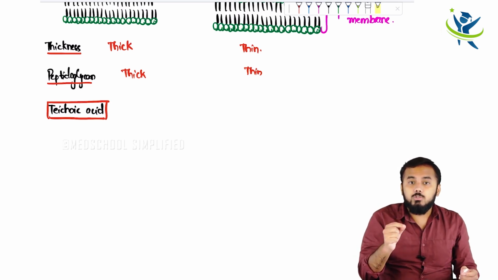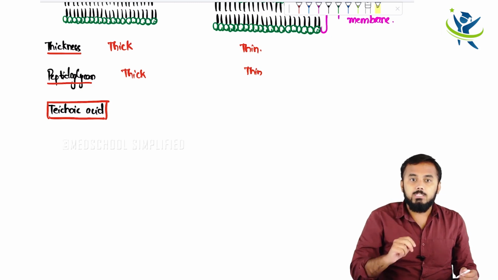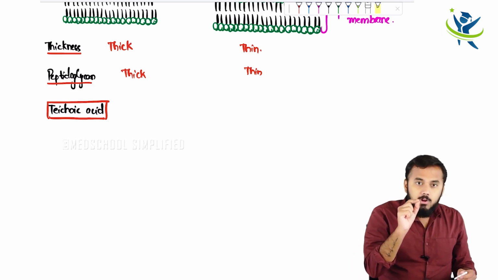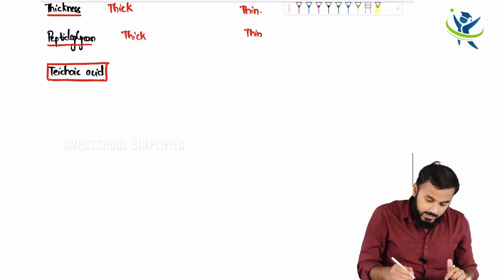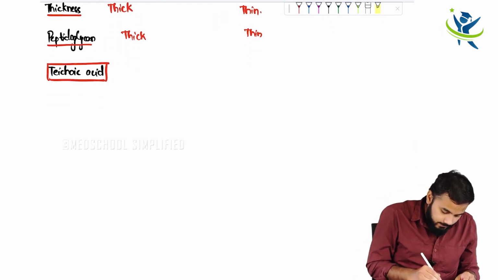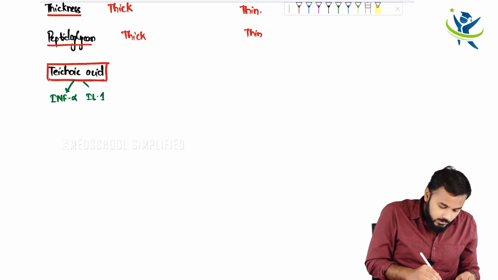teichoic acid is also responsible for the release of two cytokines. One is called interferon alpha and the other is interleukin 1. Okay, so teichoic acid is responsible for the synthesis of interferon alpha and interleukin 1.